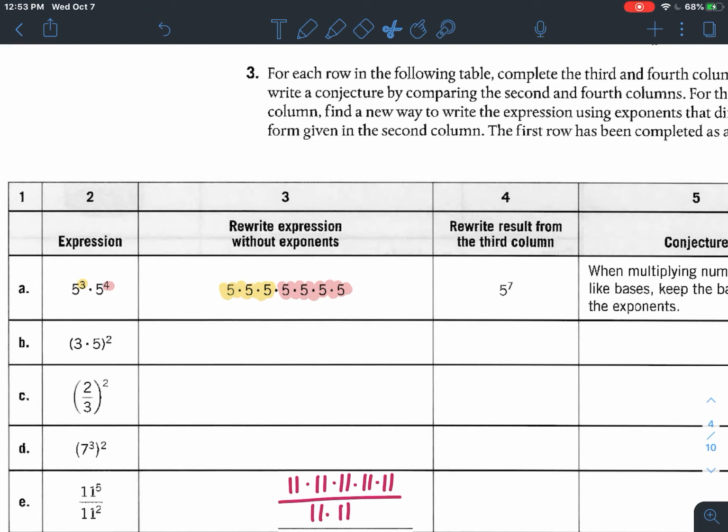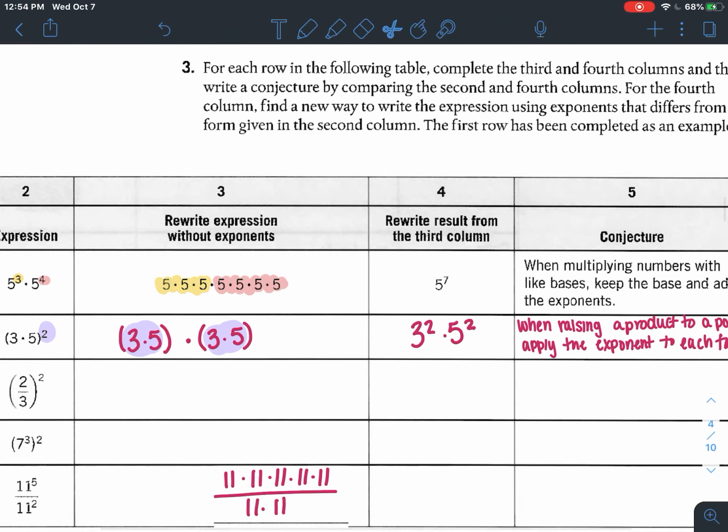The next one, we have 3 times 5 squared. So what does squared mean? Well, squared means that I write it out twice. So 3 times 5 times 3 times 5. And then from there, what do I do? Remember, I'm not solving it. I'm not trying to get an answer to it. I'm just trying to rewrite the exponents. So I have 3 squared times 5 squared. Again, I didn't want the answer. Yes, I could have given a numeric answer, but that's not really telling me what rule I used.